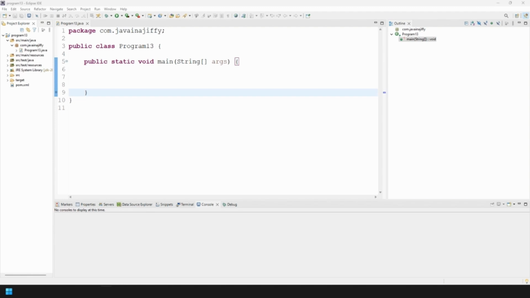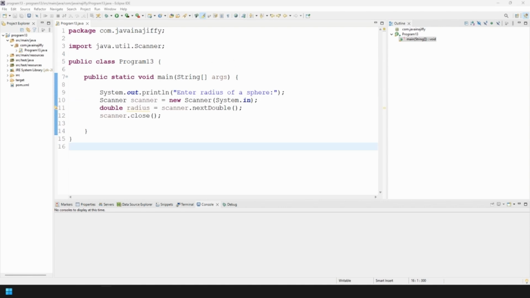So now that we understand all the pieces of the formula, let's write a Java program that calculates the volume of a sphere based on the radius. The only missing piece in this formula is the radius, so we need to prompt the user asking for the radius. In the previous video, we learned about using the Scanner class to prompt for user input. This is what the code would look like using the Scanner class to ask the user to enter the radius of a sphere.